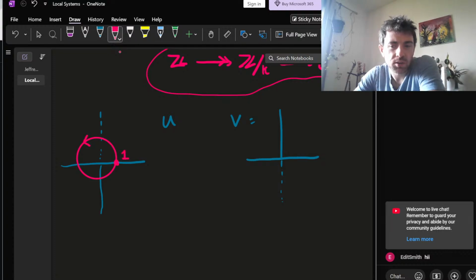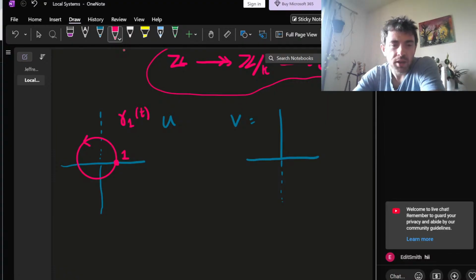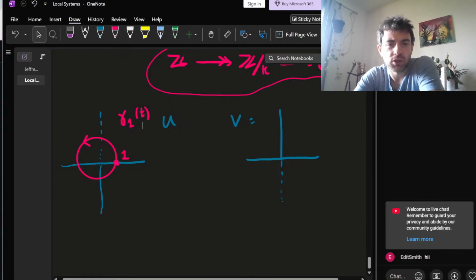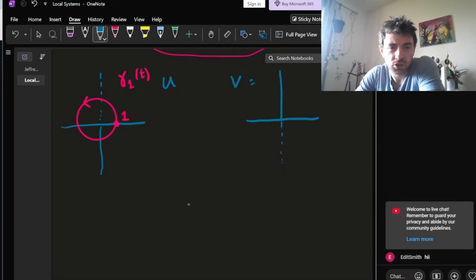All right. I want to see how gamma m, how this loop acts, or in fact, it's enough because this is just the integers. I can see what 1 does because it's a generator, and I can completely determine the associated representation. And so remember that our local system.